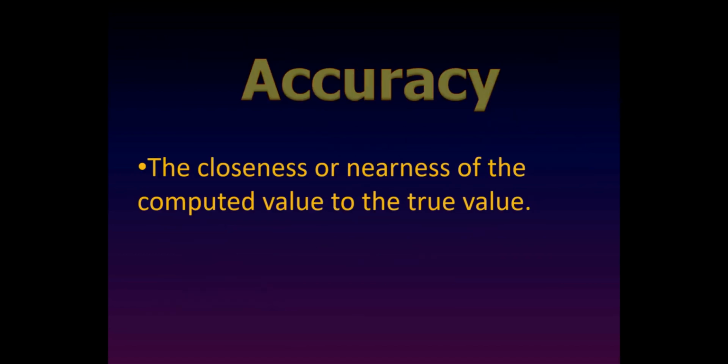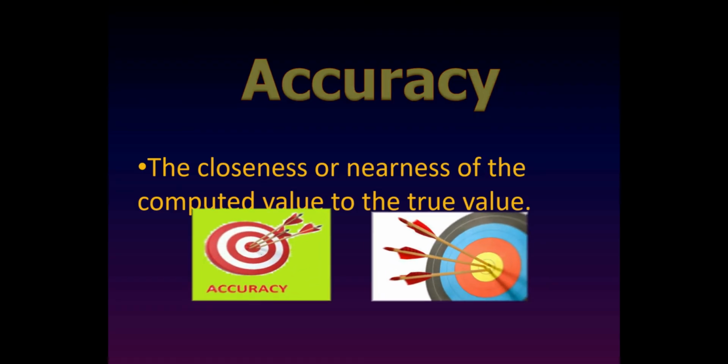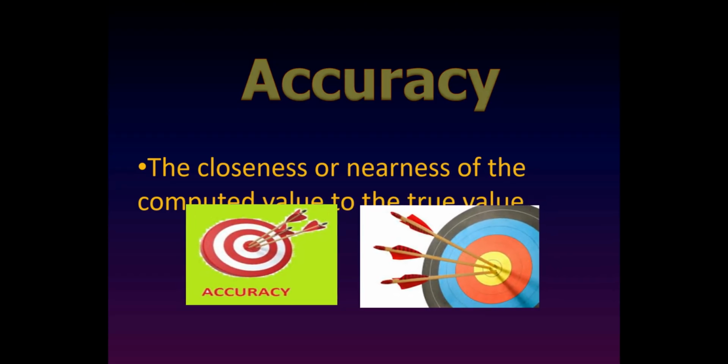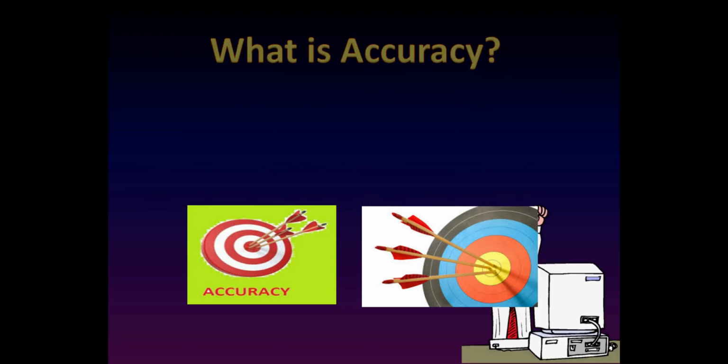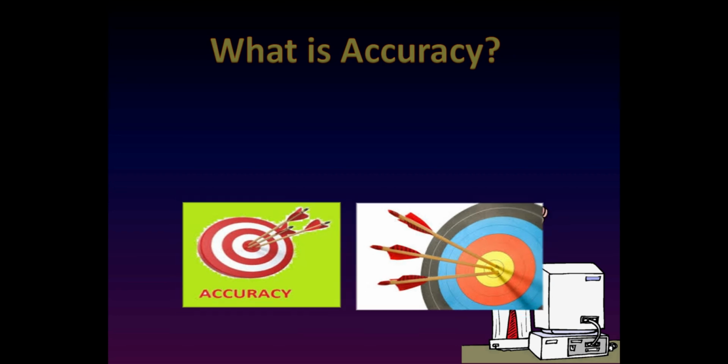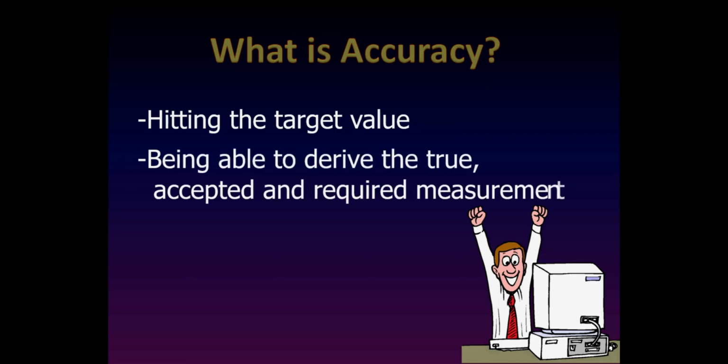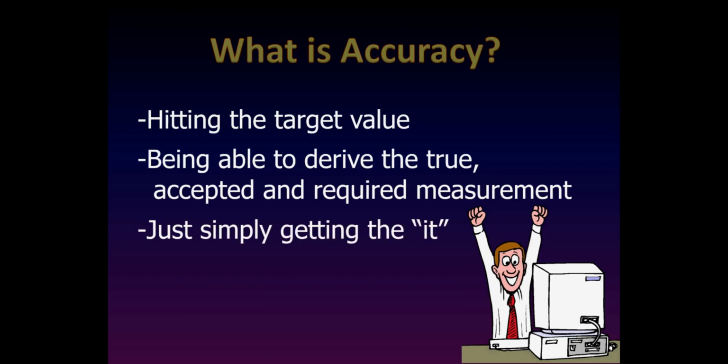So let's recall the definition of accuracy. Accuracy is the closeness or nearness of the computed value to the true value. Just like what you learned in grade 11 in Chemistry 1, if the percent error that you obtain is less than or equal to 10%, definitely you are accurate. Other definitions for accuracy are: hitting the target value, being able to derive the true accepted and required measurement, and simply getting it right.